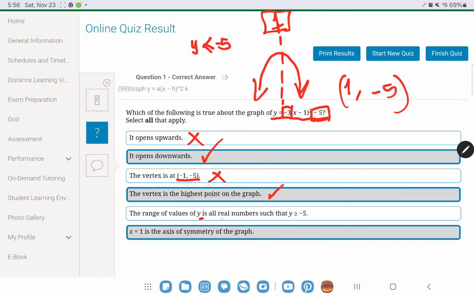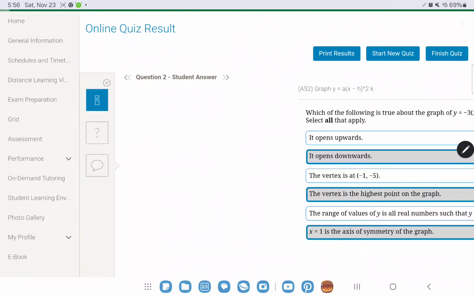The range of values is y, all real numbers, such that y greater than or equal to -5. No, we just said it's y less than or equal to -5. So this is wrong. x equals 1 is the axis of symmetry of this graph. Yes, it is. So that's for the first question. Let's move on.